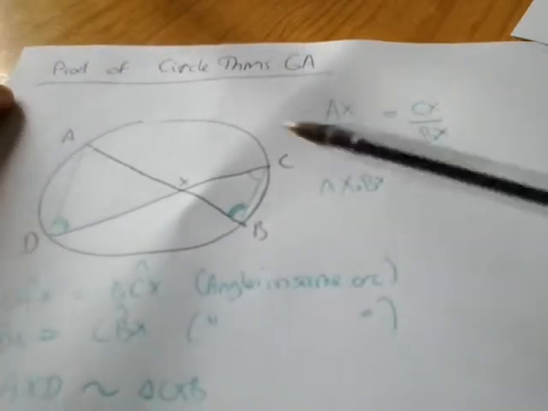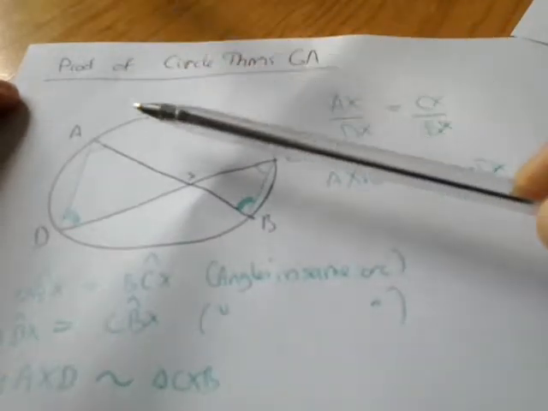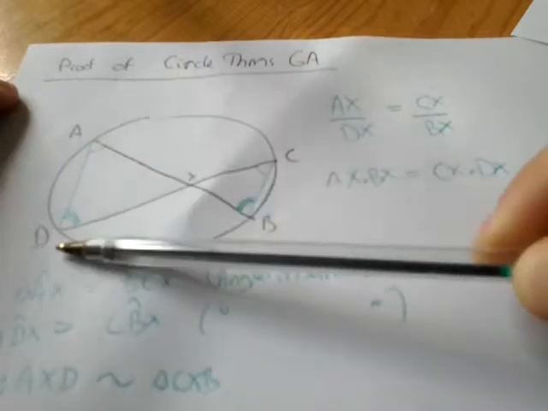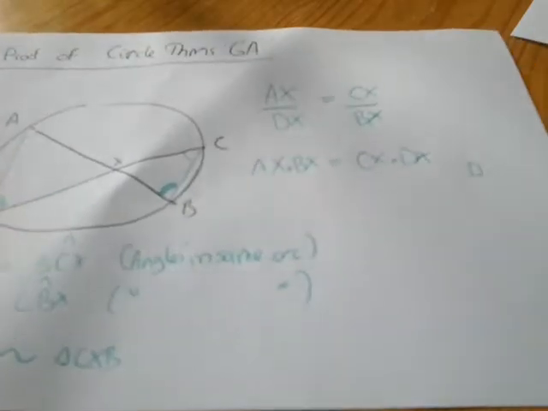I'll just comment that you could, if you had wished, have taken an external ratio and said AX over CX is equal to DX over BX because of the similar triangles, and when you multiplied up, you would have got the same result.